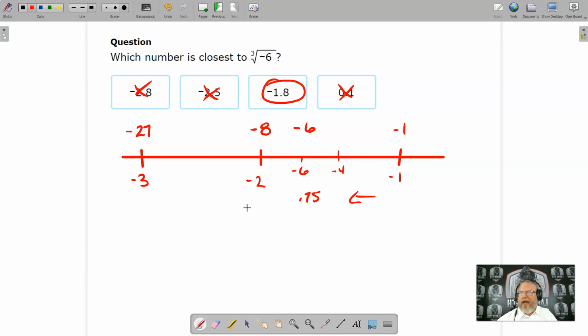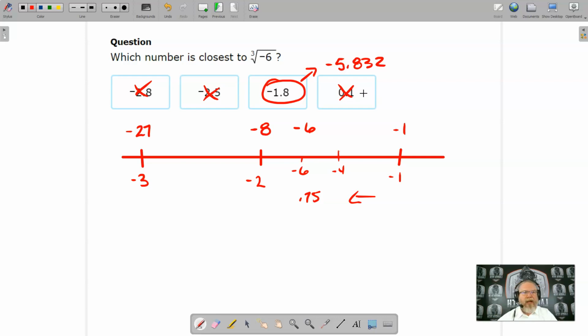Now we could check on a calculator. I could put in negative 1.8 times negative 1.8 times negative 1.8. Make sure I got all that in there right. Negative 1.8 times itself 3 times is going to give me a value of negative 5.832. Okay, so that's pretty close to negative 6, closer than the other ones would have gotten us.